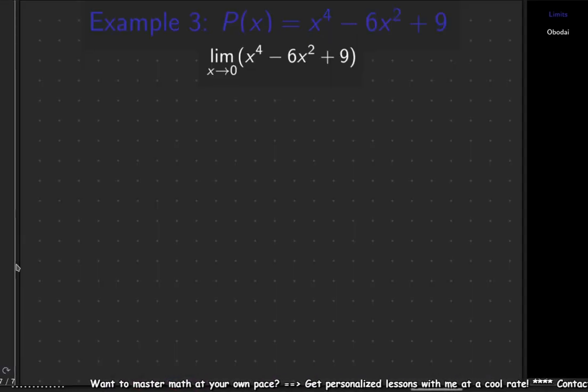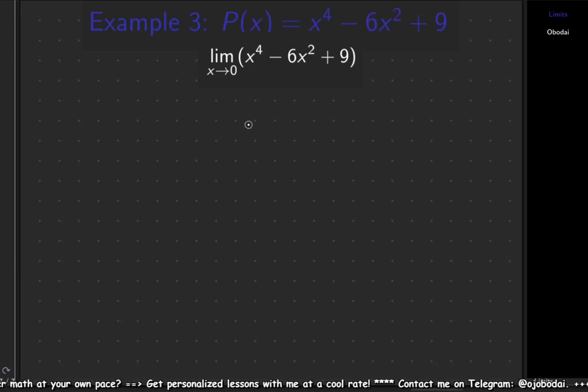Okay, so this here says p of x is equal to what? x to the power 4 minus 6x squared plus 9, and we want the limit as x approaches 0. So how do we go about it? Now that you understand, you can even pause at this point and try your hands, then play and see if what you did was in order. Okay, so if you paused, well done, and if you're able to solve it, that's an applause. Let's do it together.